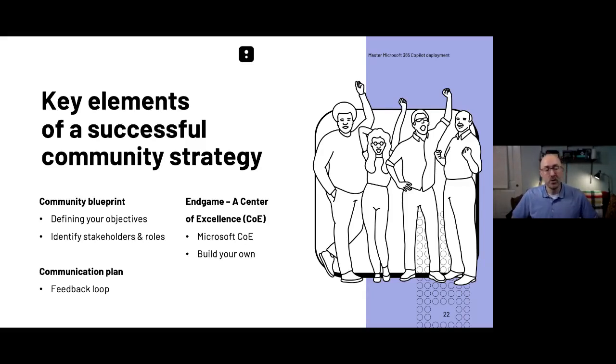And the end game really is to establish a center of excellence. Now, Microsoft has a Microsoft Team as a center of excellence. It's already available and it's out there. However, you can use that as kind of a guideline to actually building your own. And we'll talk about some of the building your own scenarios in just a moment.